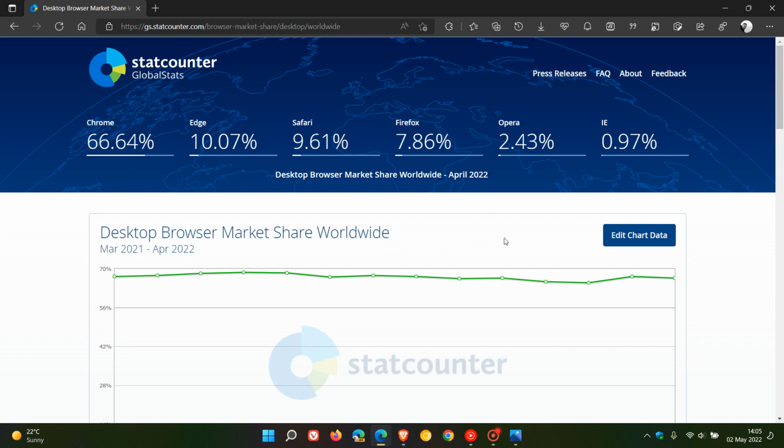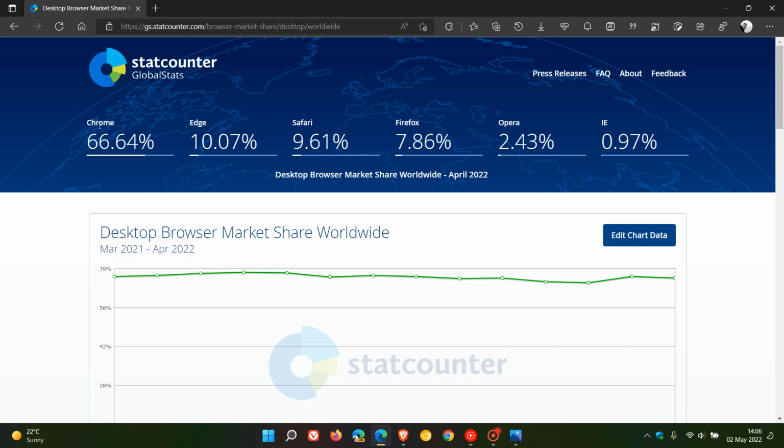Now, give or take, I do post a Statcounter video every month. And when I posted their survey results for March early in April, as many of you know, Microsoft Edge had finally overtaken Safari, pushed Safari into third place, and had become the second most popular and used browser on desktop PCs.